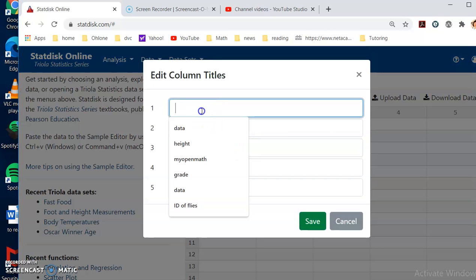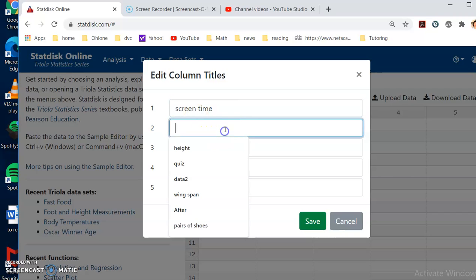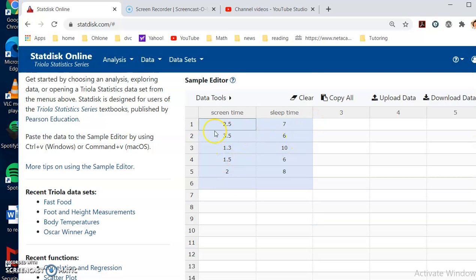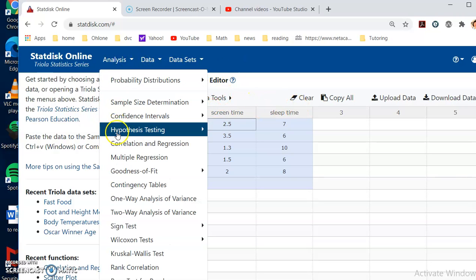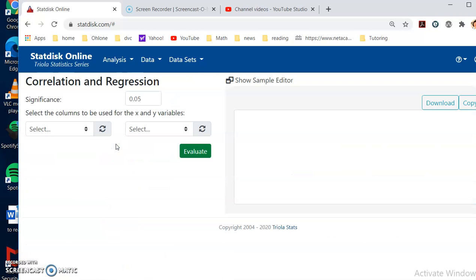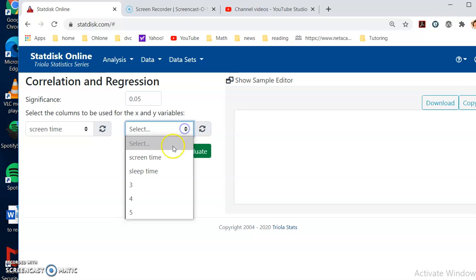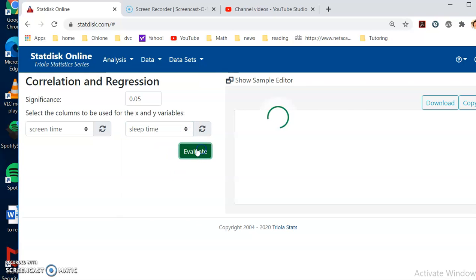You can edit the column. So this is screen time, how much time you spend, and this is sleep time. Of course, if you do too much screen time, your sleep time will suffer, right? So now we want to see if there is linear correlation. So the only thing you do is correlation, regression, screen time, sleep time, evaluate.